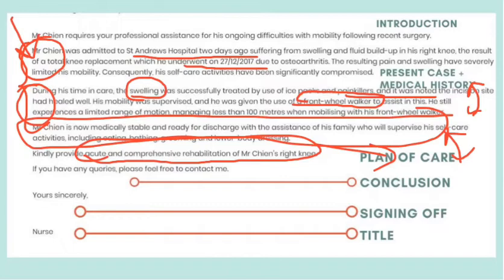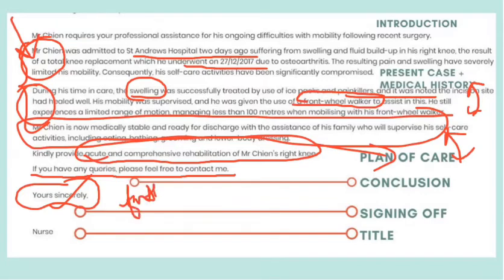And finally we give a conclusion by saying, if you have any queries, please feel free to contact me. Then we sign off by saying yours sincerely, if we know the person's name. Here we know the physiotherapist's name, that is Pasquela. So you write sincerely. If the name of the person is not given, suppose we write dear sir or madam, and we sign off by saying yours faithfully. Finally we give our designation, that is a nurse. So this is the general structure of an answer in the OET exam.